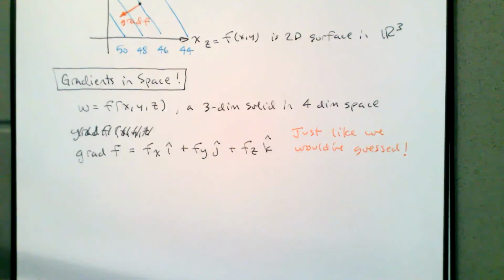So we build the gradient in space exactly the same way we built the gradient in a plane. We just take the partial derivatives for our regular directions, our i, j, and k directions.